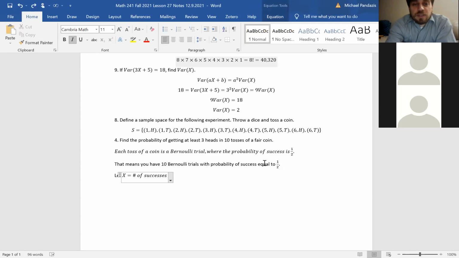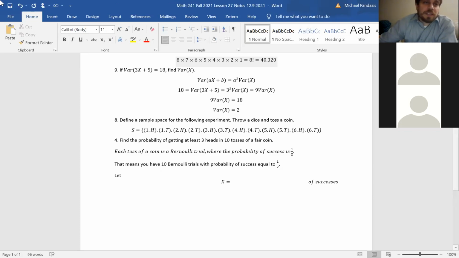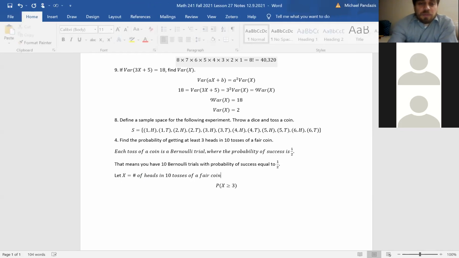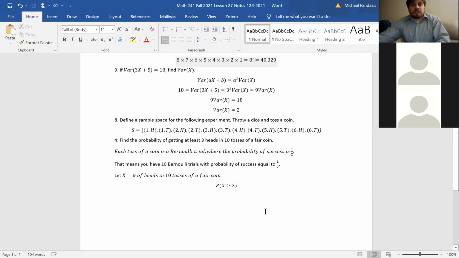So X is the number of successes. And so what we want is the probability that the number of successes X is greater than or equal to 3. Okay, let's say X is the number of heads in 10 tosses of a fair coin. So a better way to put it: we want the probability that the number of heads in 10 tosses of a fair coin is at least 3, greater than or equal to 3.